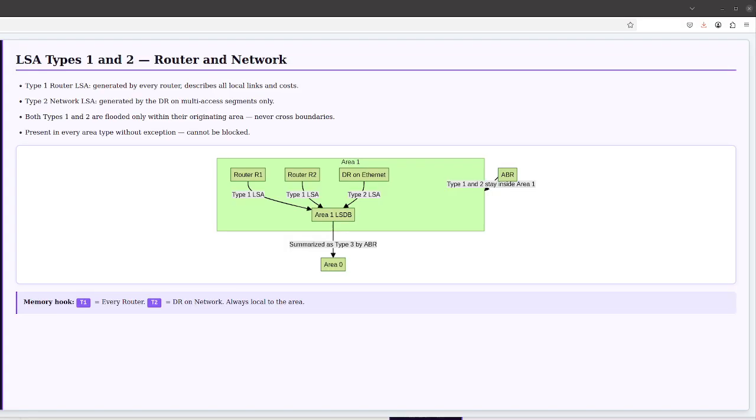Because Type 1 and Type 2 LSAs describe the internal topology, they are present in every area type without exception. There is no OSPF area design where Type 1 and Type 2 are blocked, because without them routers within the area could not build the local SPF tree needed for intra-area routing.